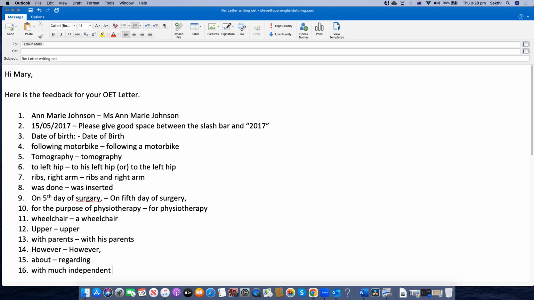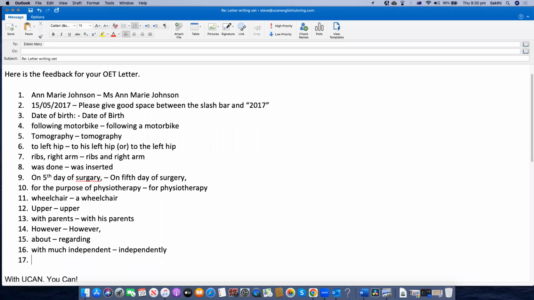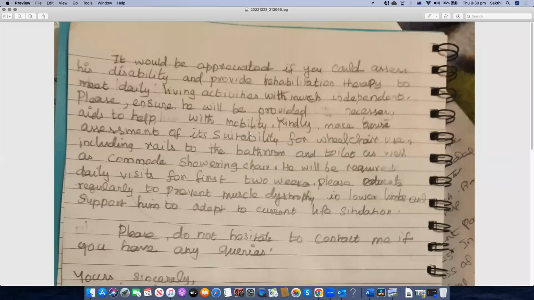So instead of saying "with", just "independently". That's more than enough, because you are going to provide the care, isn't it? And he needs to meet his daily living activities independently. It's going to describe "meet", how he's going to meet. He's going to meet these needs independently.